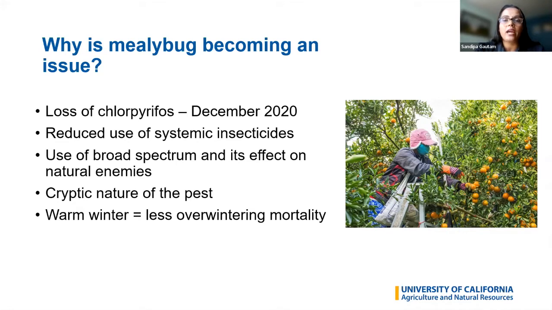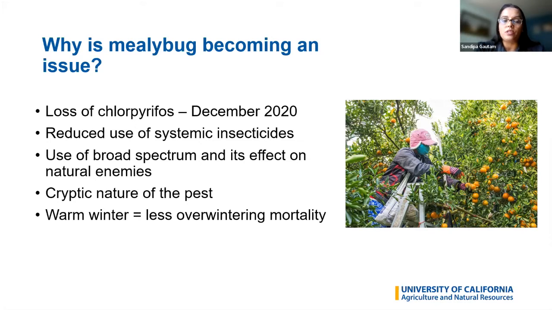The second factor could be reduced use of systemic insecticides such as imidacloprid, which may be another contributing factor towards rising populations of mealybug. Another possible factor is use of broad spectrum insecticide, especially for controlling citrus thrips population, which has become increasingly difficult to control, especially in 2021. Many growers relied on using broad spectrum insecticide to bring citrus thrips population down. Now that may have affected natural enemy population, which would otherwise control mealybugs, leading to resurgence of mealybug population.